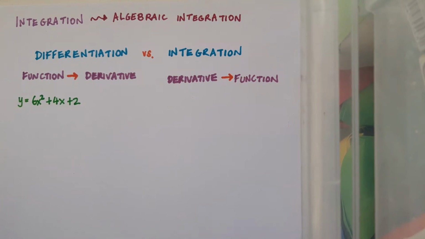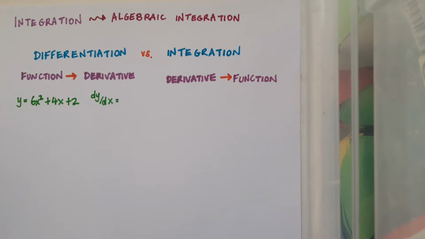Let's start out with the function y equals 6x squared plus 4x plus 2. And let's first of all look at its derivative. Now this is an easy function to differentiate. It's going to give us 12x plus 4.